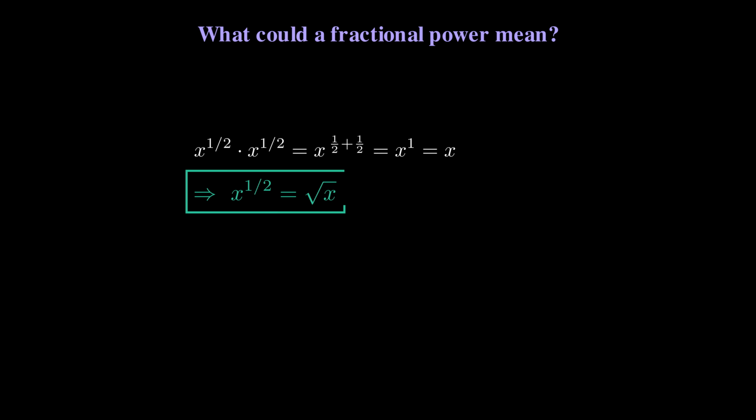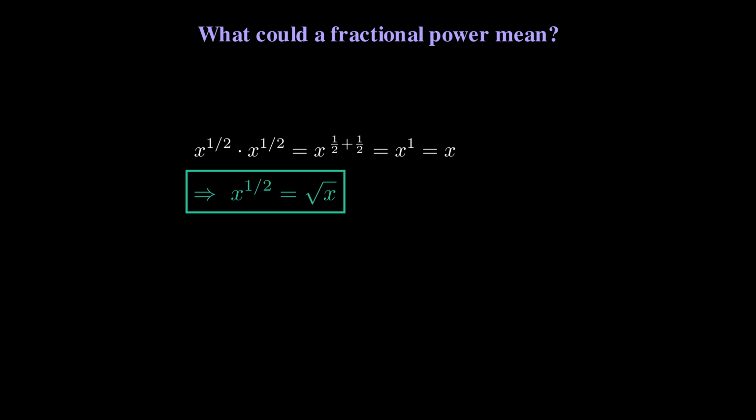Now the clever part, fractional powers. The index laws force their meaning. We don't get to choose. Ask what x to the 1/2 must be. Multiply it by itself. By the add the powers rule, that's x to the 1/2 plus 1/2, which is x to the 1, just x. So x to the 1/2 is the number that squares to give x. That's the square root of x. The root and the fractional power are the same thing.